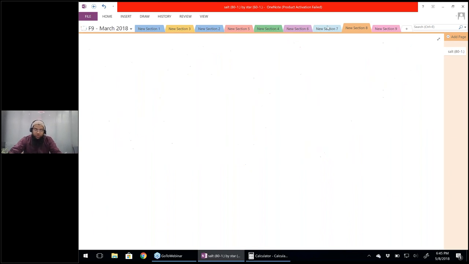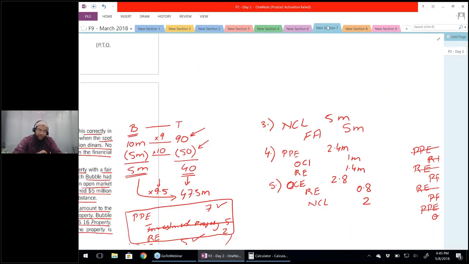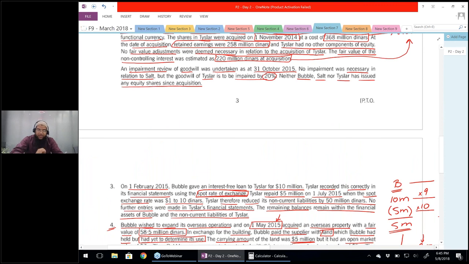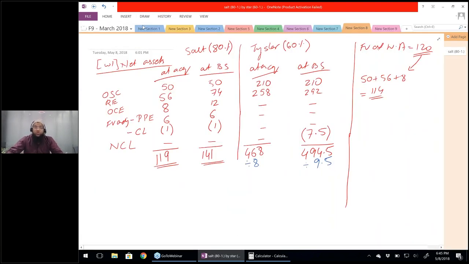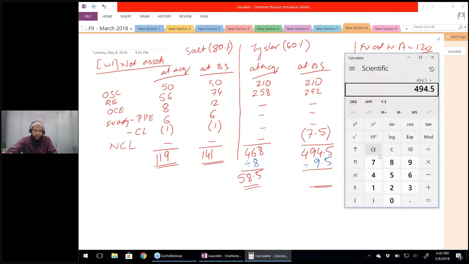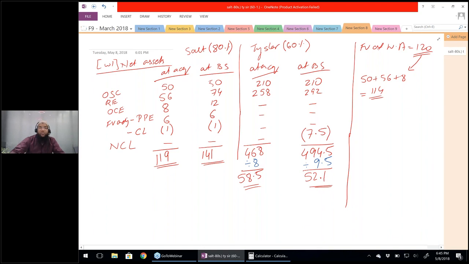So which rates are we going to use? The rates at the date of acquisition and at the balance sheet date. So the rate at the acquisition date was 8 and the balance sheet date is 9.5. So I will be dividing this by 8 and dividing this by 9.5, so that I can get the values in dollars. So 468 divided by 8 is going to be 58.5. And 494.5 divided by 9.5 is going to be 52.1, let's say, a rounded off value.